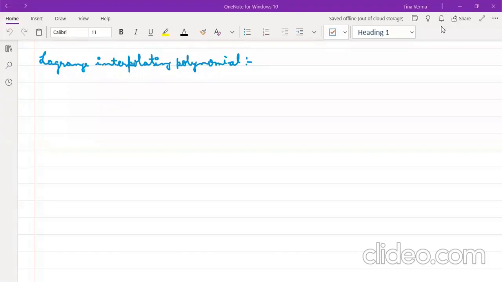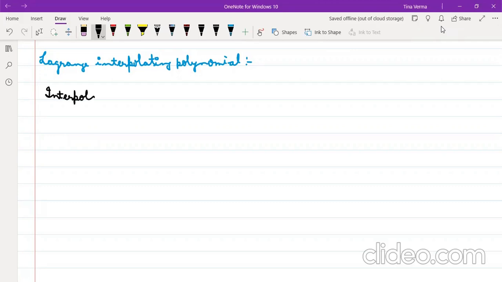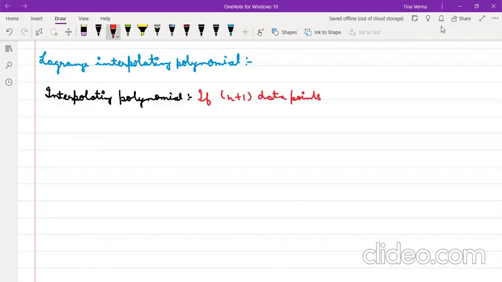So before starting the Lagrange interpolating polynomial, I'll tell you what will be your interpolating polynomial. What do you mean by interpolating polynomial? It means if you have n plus 1 data points given, namely x naught y naught, x1 y1, and so on up to xn yn. So these points are given to you.